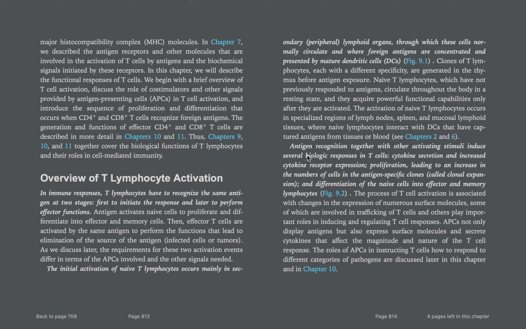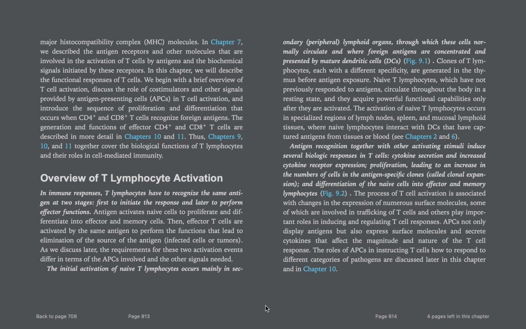Overview of T lymphocyte activation. In immune responses, T lymphocytes have to recognize. Just follow me, please. I cannot put the cursor everywhere, but you can follow me. So I'm repeating. Overview of T lymphocyte activation.